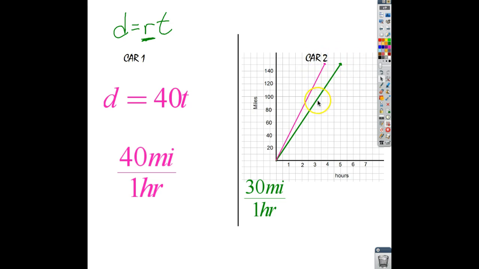And then the green one is car 2. So you can see from here that the green one, car 2, is traveling at a slower pace, right? Or car 1 is traveling at a quicker pace because they can travel this in the same amount of time. Car 1 travels a further amount, right? This one in 1 hour only goes 30 miles. This one goes 40, okay? And so this line is a proportional relationship, right?